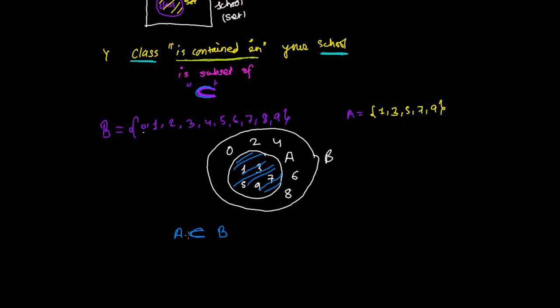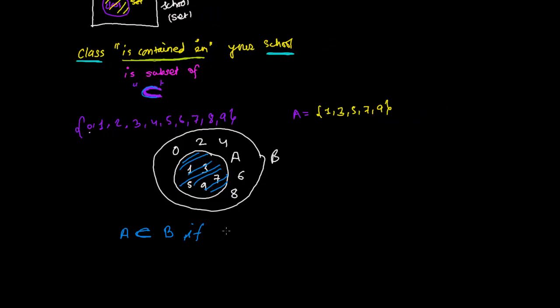Here I think you understand the concept of subset. In a subset, if A is the subset of B, then what will happen? 1, 3, 5, 7, and 9, these members belong to A, right? This implies that 1, 3, 5, 7, and 9 are also members of set B.